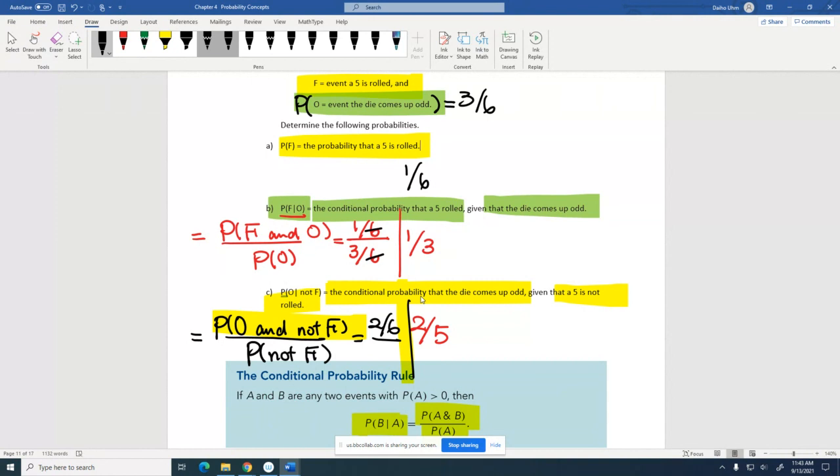Now, please look at the denominator. The denominator is not 5. How many numbers are not 5? 5 numbers: 1, 2, 3, 4, and 6, so 5 out of 6. I told you, always we can cancel out the denominators. So by the conditional probability rule, the fraction will be 2 out of 5.